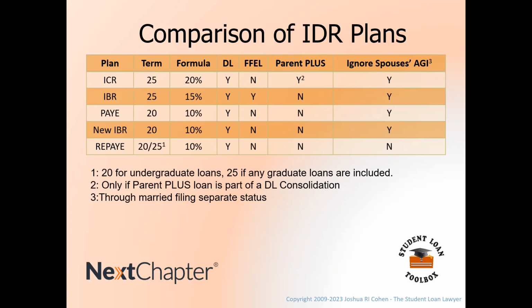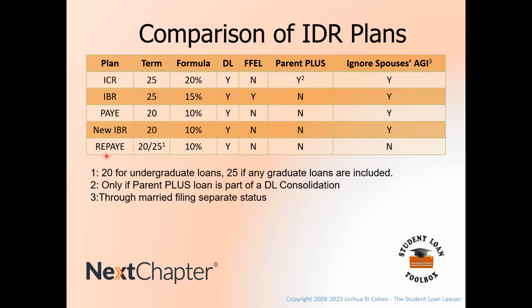I signed up for IDR in 2009 when it rolled out. So I've been getting IDR since 2009. I have an FFEL loan. Well, 2009 to 2023 is, I know we don't like math, 14 years. I have 14 years on IDR. If I want to switch to REPAYE, I need to consolidate. If I consolidate, I lose those 14 years.